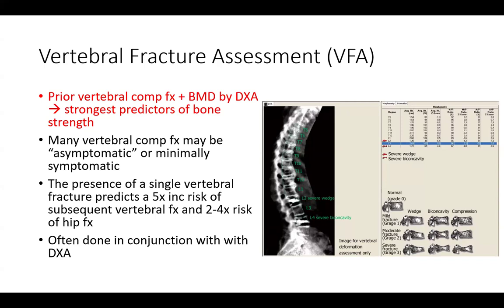So prior vertebral compression fracture plus bone mineral density on a DEXA scan is the strongest predictor of bone strength. And unfortunately, a lot of patients don't realize that they have a compression fracture. How many times have you gotten called in the emergency room for an age-indeterminate compression fracture found incidentally? You go and talk to the patient, they have no idea that they ever had one. And this happens all the time. But the presence of a single vertebral fracture predicts a 5-fold increased risk of subsequent vertebral fracture and a 2 to 4-fold increased risk of a subsequent hip fracture.